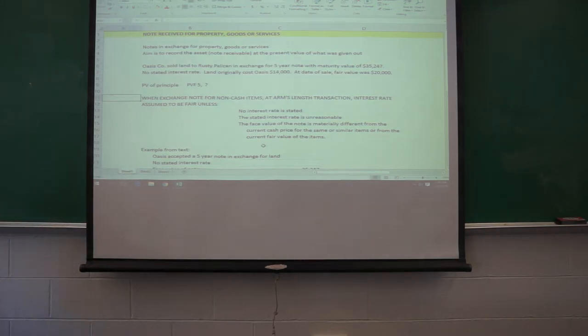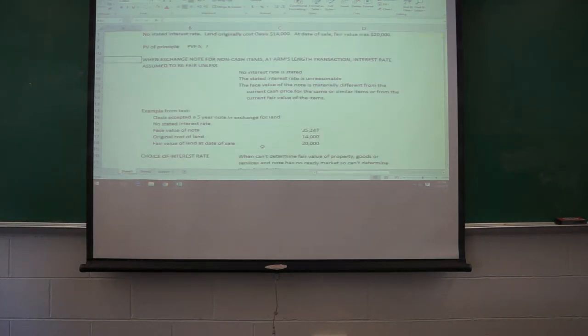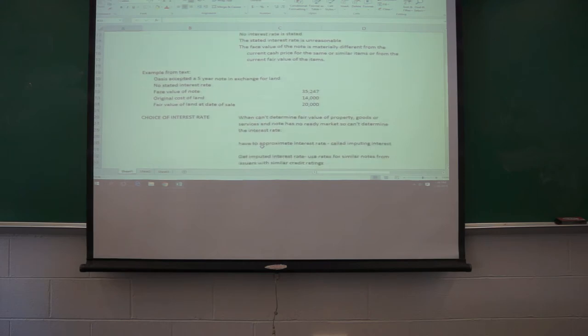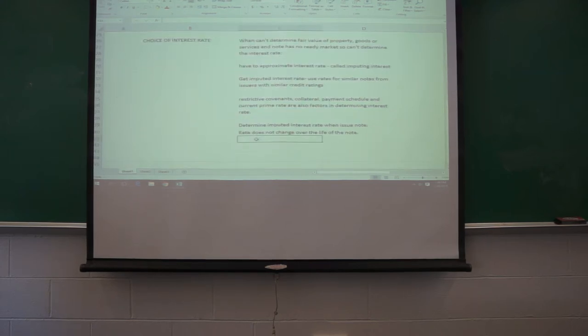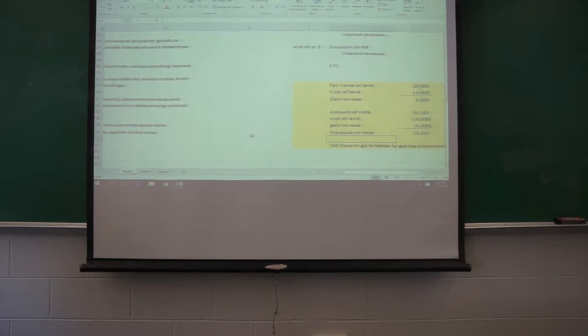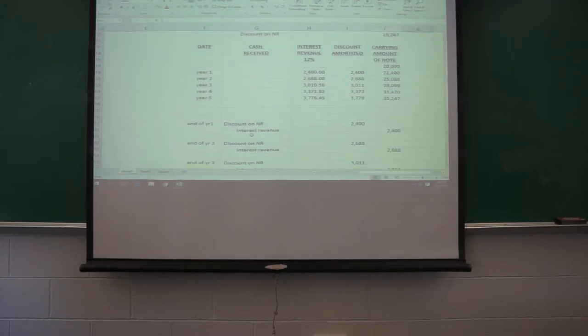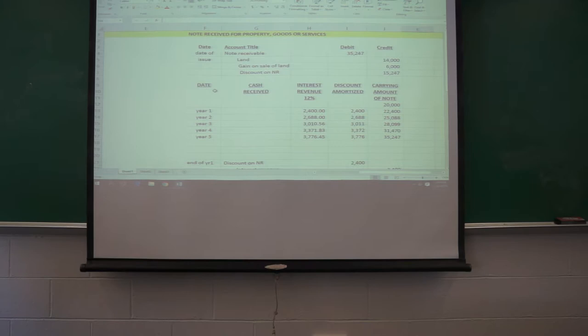And so going back to the specific example, I talk a lot more about the interest rate here. I don't think I need to repeat any more. Okay, so our journal entry to issue the note, we're going to have the note receivable of the full face amount. The land's going to come off the books because we sold it. We're going to recognize the gain, and then we have the discount on notes receivable.